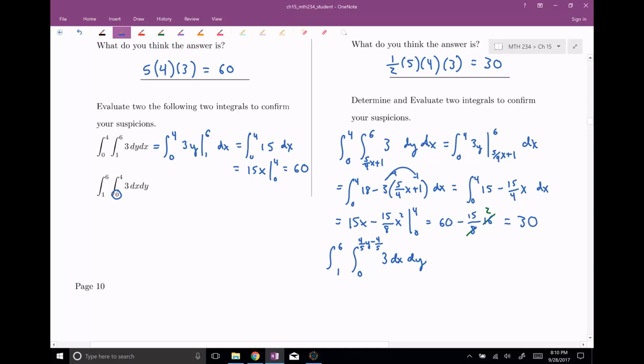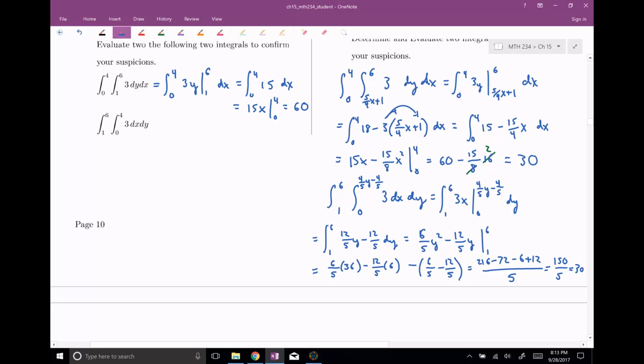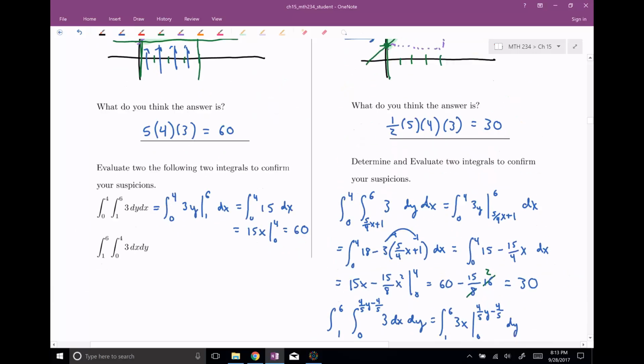I recommend pausing the video, trying this one out on your own, and then I'm going to go ahead and spoil the surprise. Okay, so pause the video, try it. All right, and there's my work. So again, I integrate with respect to x first. So I get 3x, and everywhere I see an x, I plug in the 4/5 y minus 4/5, and then I plug in 0, which gives us 0. Now I integrate with respect to y. I get this, and I plug in 1 and 6, and it takes a little bit, but indeed we do get 155ths, aka 30. So either way, we get the same result, and it's the result that we expected, 30.